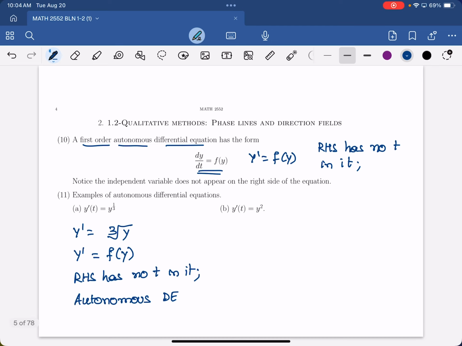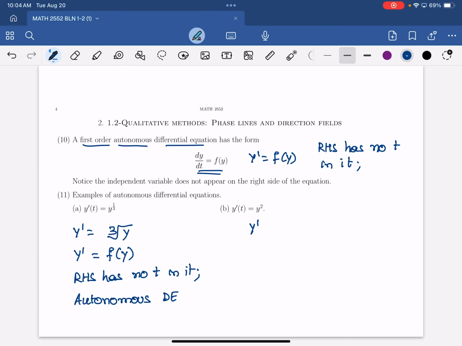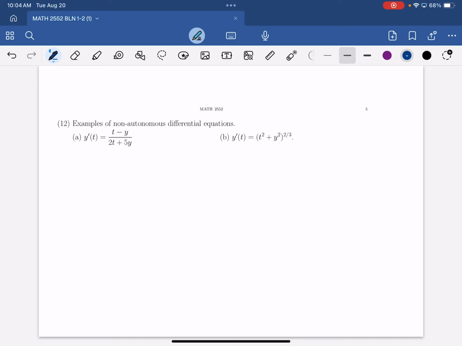Okay, the next one is y prime equals y squared. So this is again in the form of y prime equals f of y. The right hand side has no t in it. So is it autonomous or non-autonomous? Autonomous differential equation. So is that linear or non-linear? Non-linear. Why is it non-linear? y squared, right?